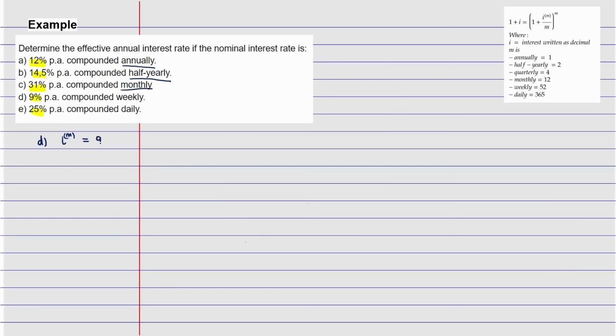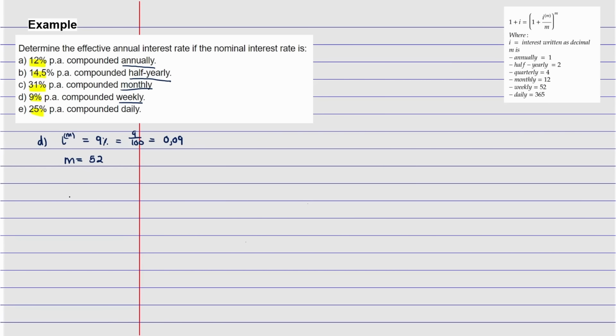It's given as 9%, so that is going to be given as 9 divided by 100, which is equal to 0.09. Now we're given the fact that this is compounded weekly. Weekly means that M is equal to 52.